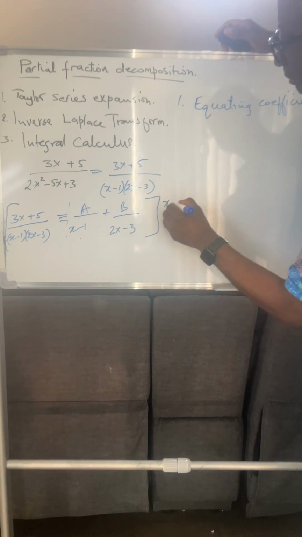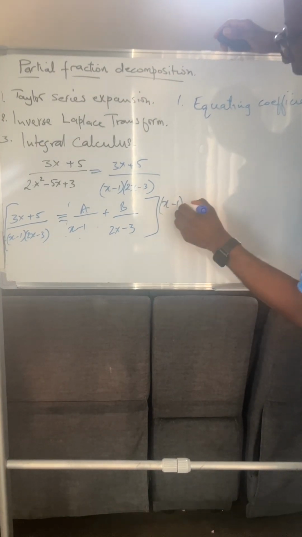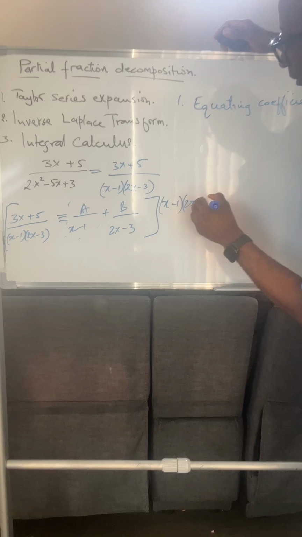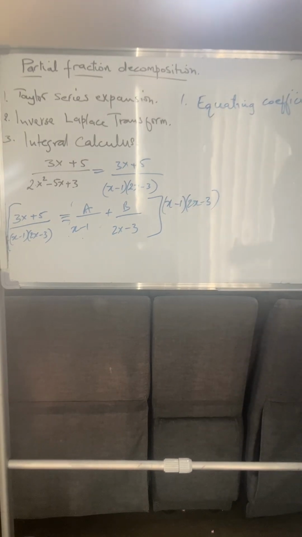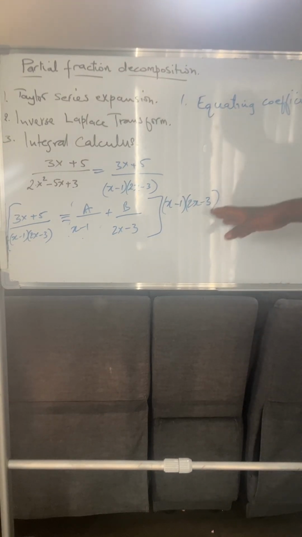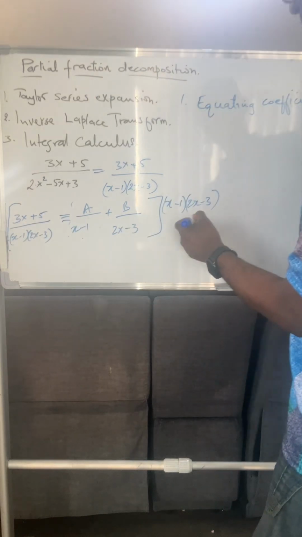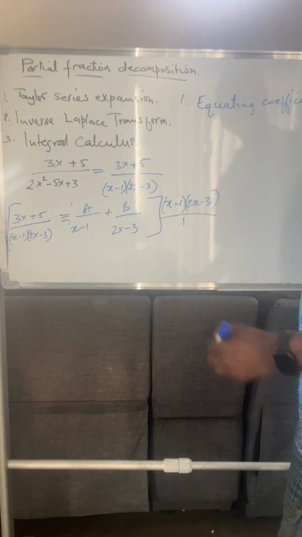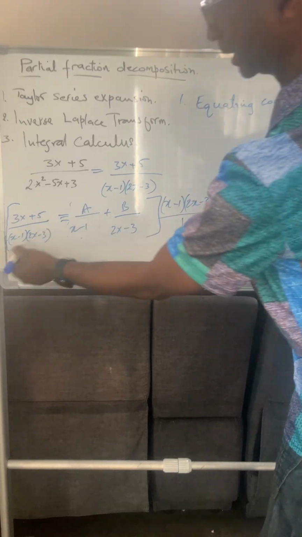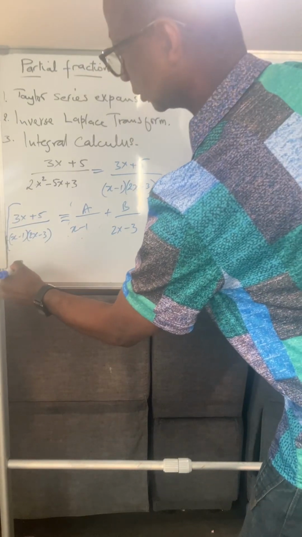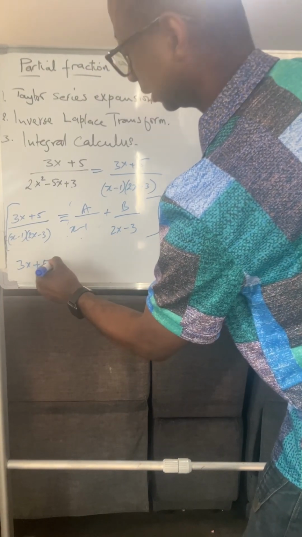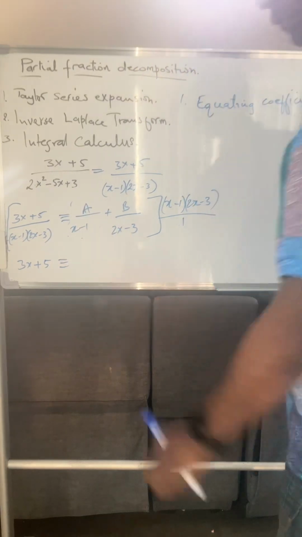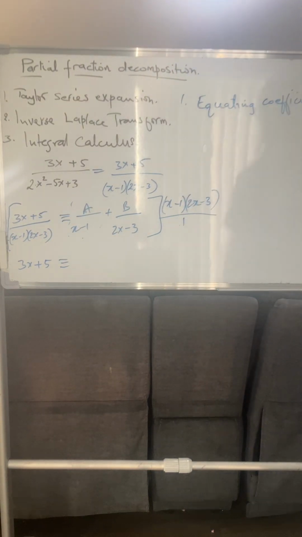By x minus 1 times 2x minus 3. Yeah? So if you do that, you multiply everything all over 1. This, which was a fraction. So you know, all this will cancel this one. So what will remain here is just 3x plus 5. This sign means equivalent. Equivalent to.